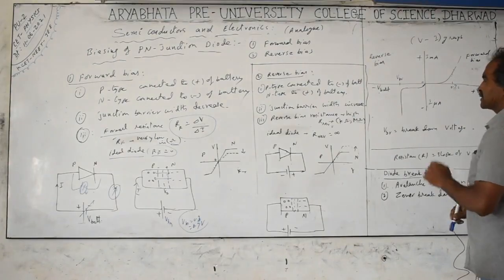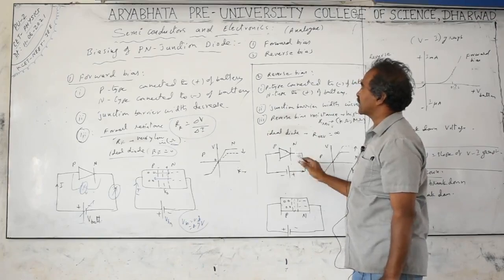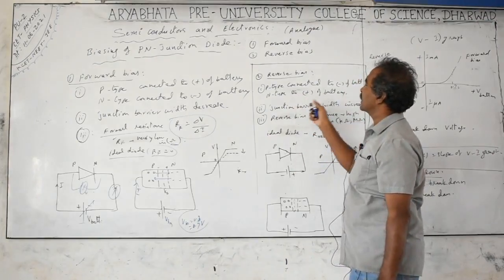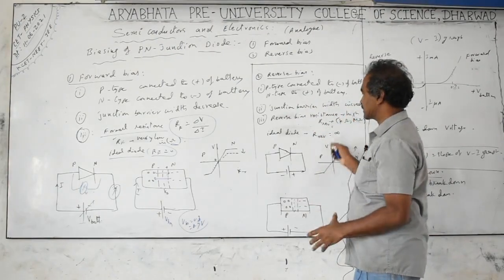Next, reverse bias. In the reverse bias, the P type is connected to the minus of the battery and the N type is connected to the plus of the battery. Reverse connections: P type to minus and N type to plus of the battery. This is called reverse bias. The junction barrier width increases.